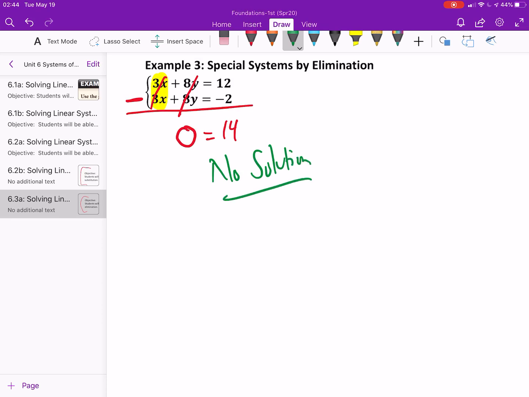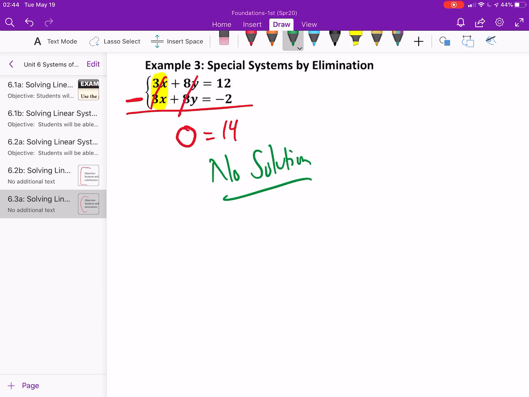Now, had we gotten that 0 is equal to 0 or 5 is equal to 5 or anything that would be a true statement, then my answer would be infinitely many solutions. That's the number of solutions, and the equation of the line would be the solution because all those points along that line would be solutions.